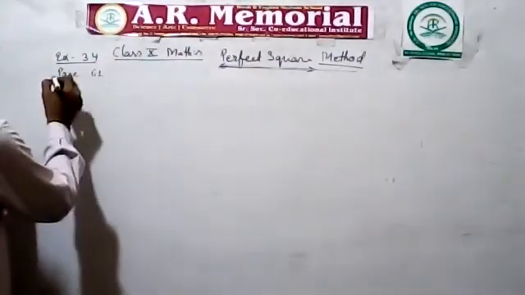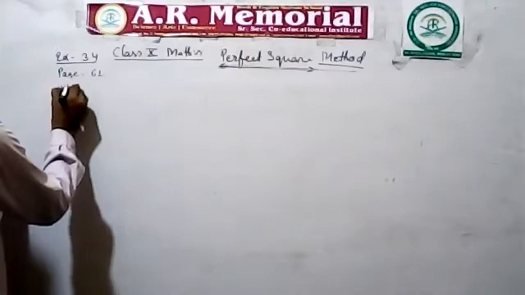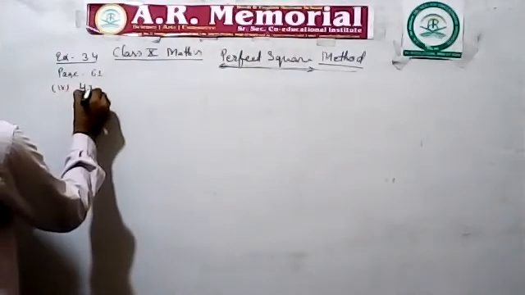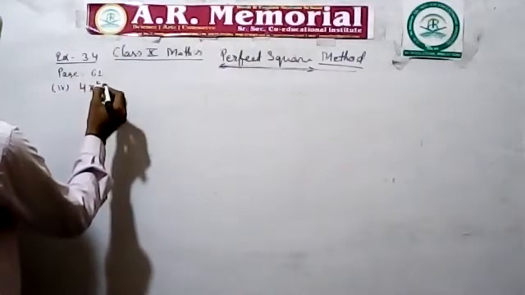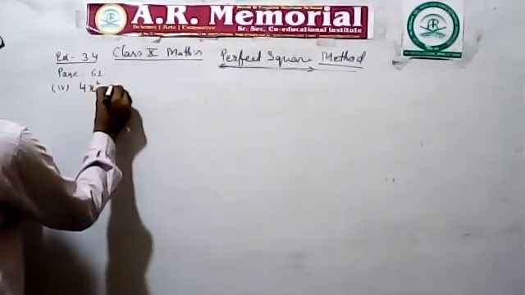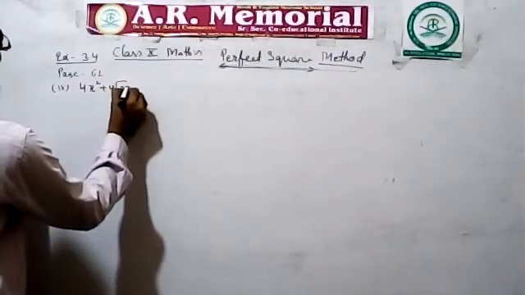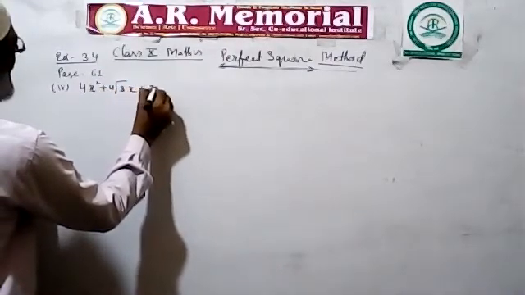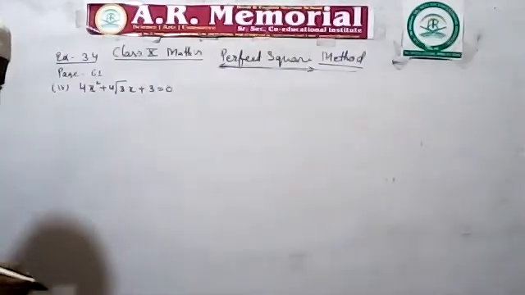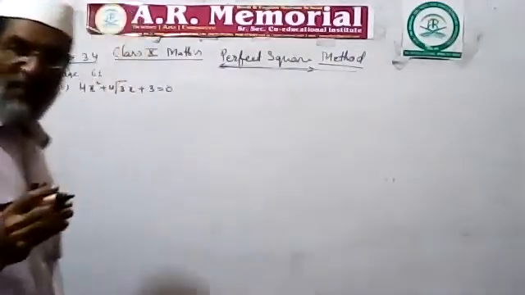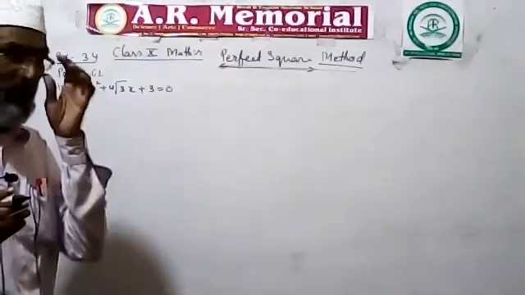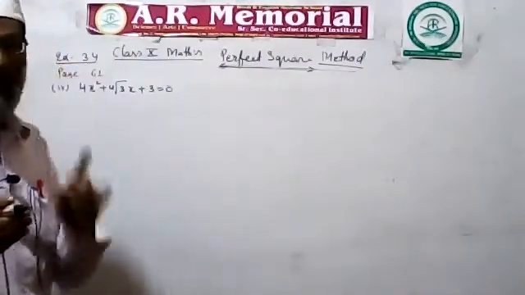Yes, the fourth question. There is an under root here. Many students asked us this question: 4x square plus 4 under root 3x plus 3 is equal to 0. So this is the third type, and it works the same way. I will do half of this question, I will solve it half only.